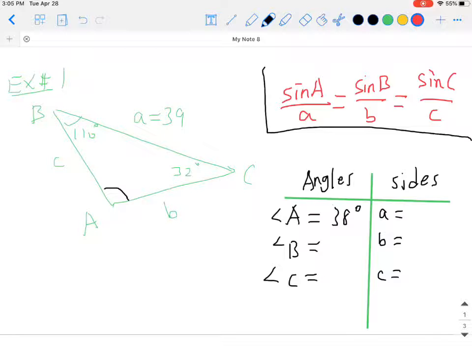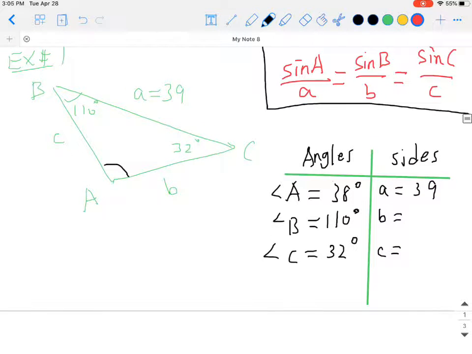So angle B we know is 110, and angle C is 32. For side a, we know it is 39. Side b we don't know, and side c we don't know. It seems the question is trying to solve for the unknown sides, which are b and c.